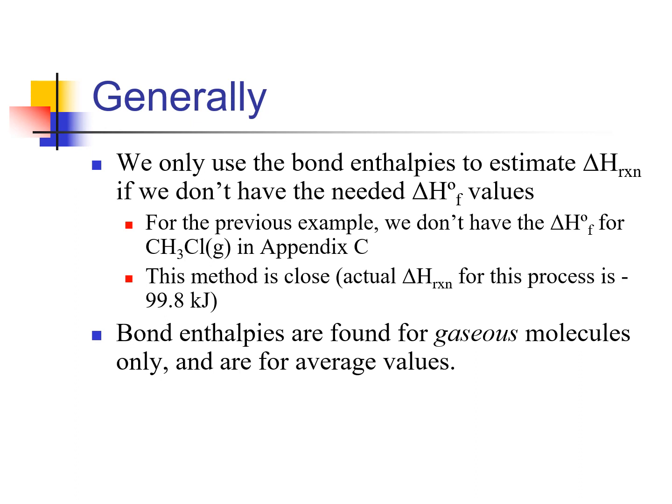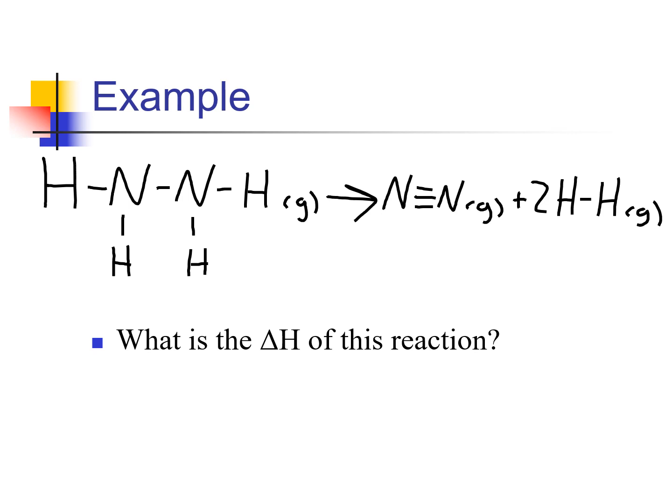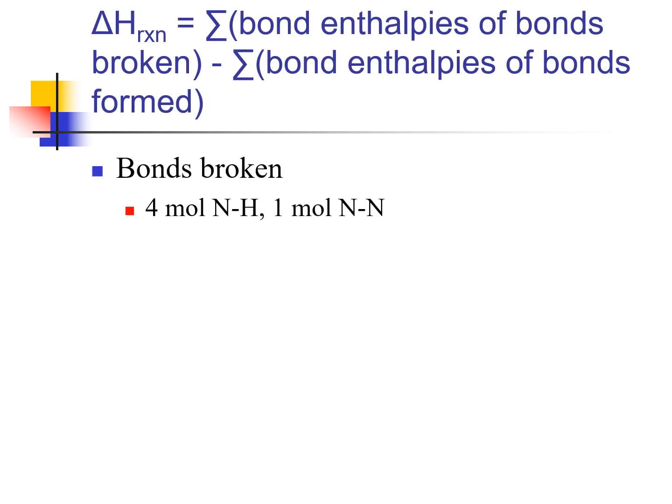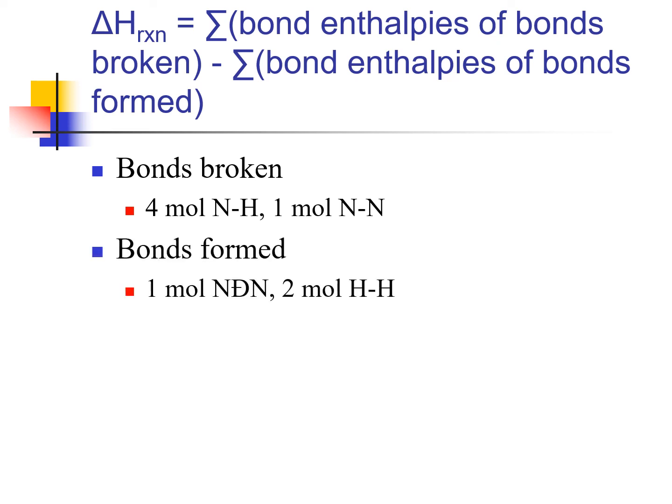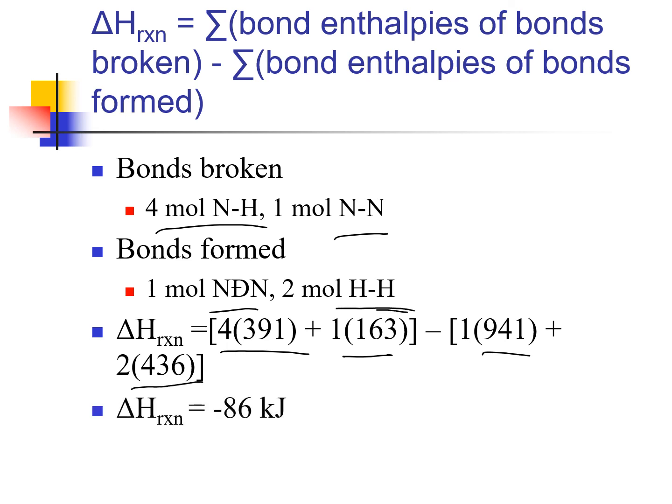And again, this is only for gaseous molecules, only the average values, and that's where a lot of that error comes in. So here's another example. If we want to find the delta H of this reaction, I have to look up each piece. So we have 4 moles of the N-H broken, 1 mole of the N-N broken. Bonds formed, I'm not sure where that D is there. And again, I just look up the values: the 4 N-H, 1 mole of N-N, 1 mole of the N, I think that's supposed to be a triple bond, and 2 moles of H-H right there. Reactants minus products, I get my answer. That reaction is likely exothermic.